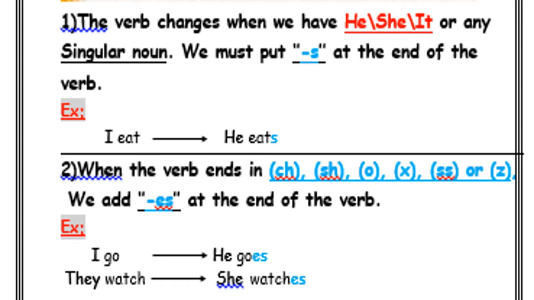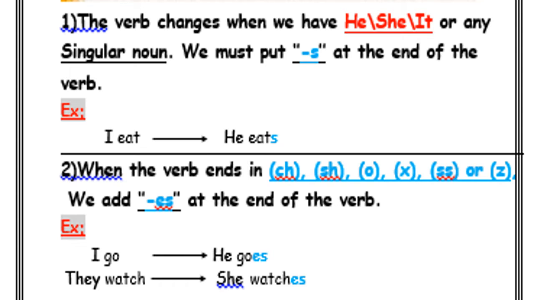For example, I go. When I use he, it's going to be he goes. He goes. I have to put ES at the end of the verb. Why do I put ES? Because the verb ends with the letter O. So the rule here is to put ES at the end of the verb.